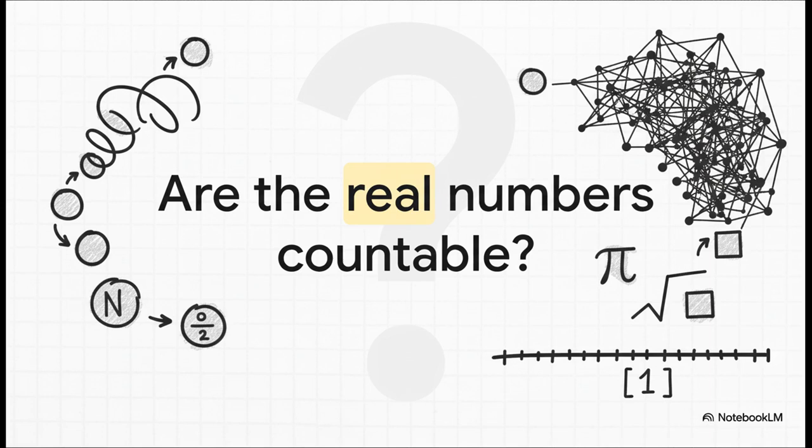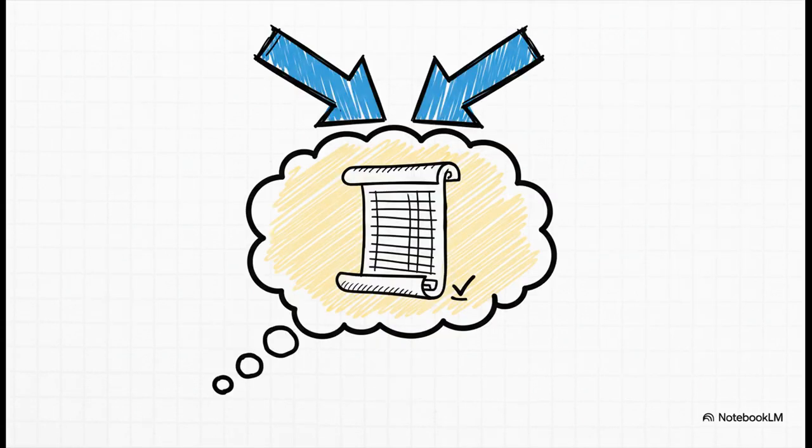Okay, so we know the integers are countable. It turns out the rational numbers, all the fractions, are also countable, using a pretty similar trick. But what about all the numbers? The real numbers, including all the irrational ones, like pi and the square root of 2. Can we make a complete list of all the real numbers, even just the ones between 0 and 1? We're going to tackle this with one of the most famous arguments in all of mathematics, a proof by contradiction, from the brilliant mind of George Cantor.